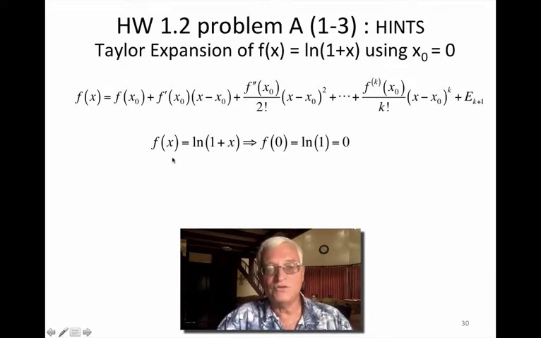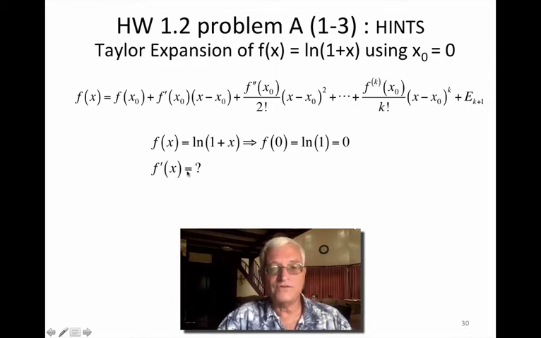First of all, you have to evaluate the function at 0 because x0 equals 0 for this problem. Well, that's just the log of 1 plus 0, which is the log of 1, which is equal to 0. So I have just given you this term right here for free. You do the rest of them. You'll need to calculate the first derivative, second derivative, third derivative, and maybe fourth derivative, and so forth, and then get an arbitrary kth derivative that you will use.